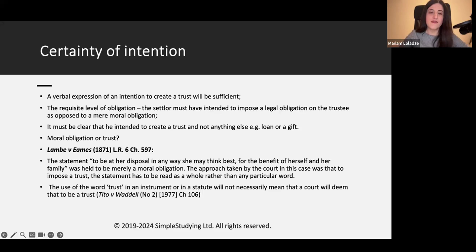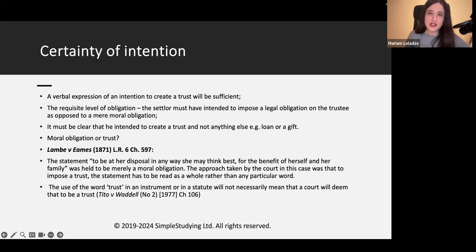Certainty of intention, a verbal expression of an intention to create a trust, that would be enough. The requisite level of obligation is that the settlor must have intended to impose a legal obligation on the trustee, as opposed to mere moral obligation. So trust is a legal obligation. It's not merely a moral obligation.